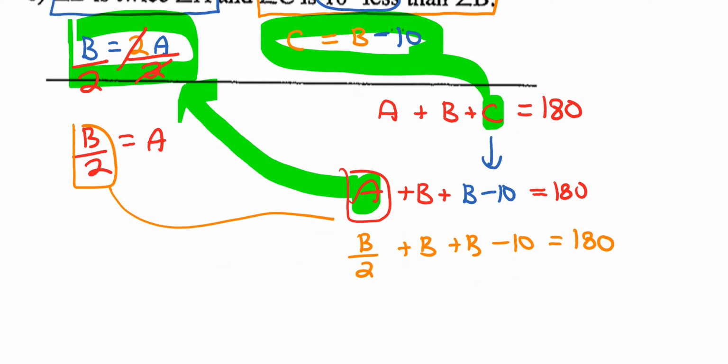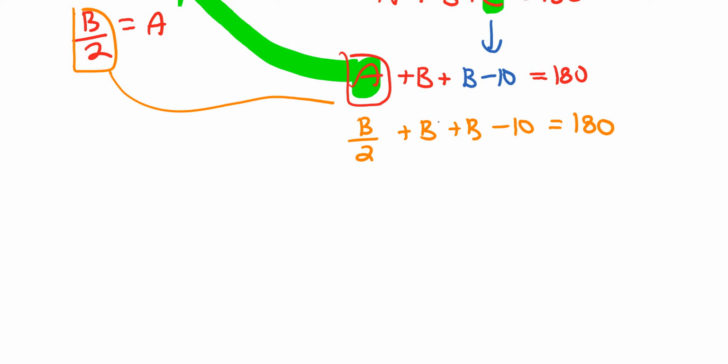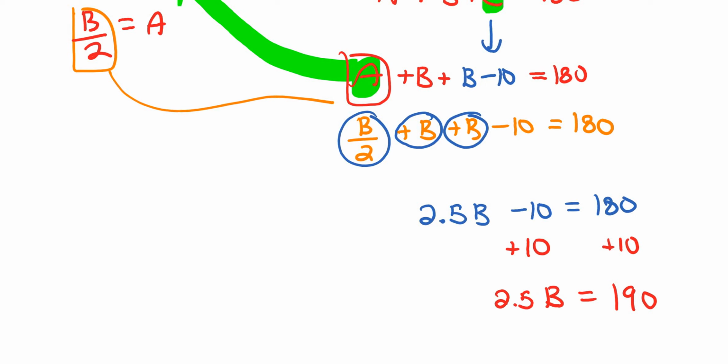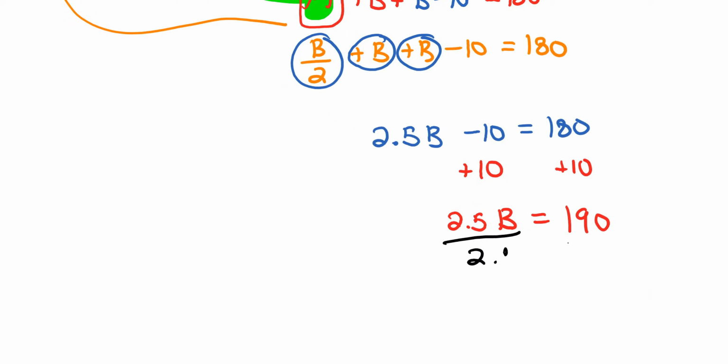All right, so now I have the same variable here, and let's just add this up together. So I have one banana plus a half a banana. That's really 2.5 bananas. And then from there, I can just add 10 to both sides. This is going to be 190 equals 2.5 bananas. Sorry, that's going to be 2.5B. And then I can divide both sides by 2.5. And then angle B would equal 76 degrees there.